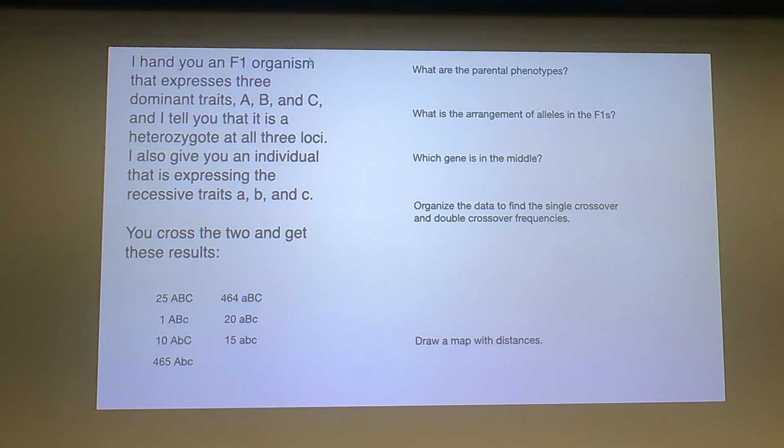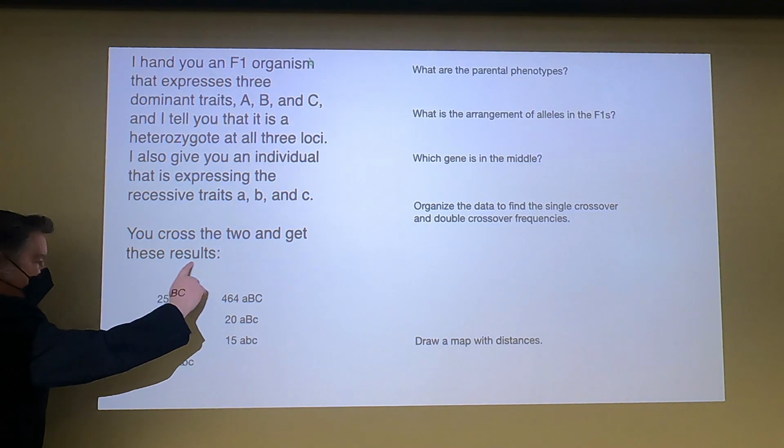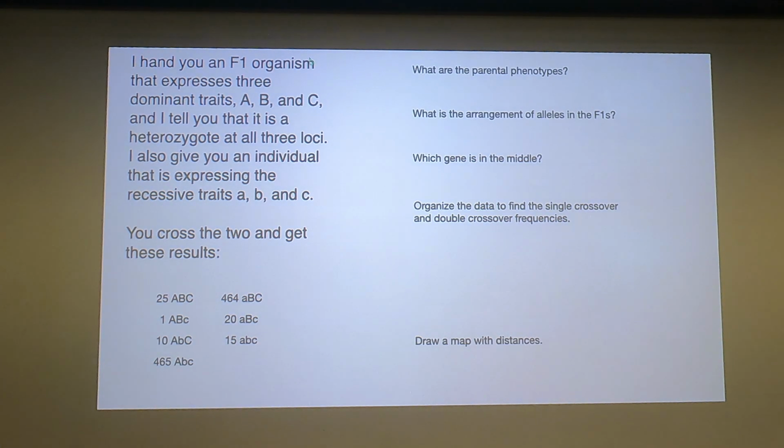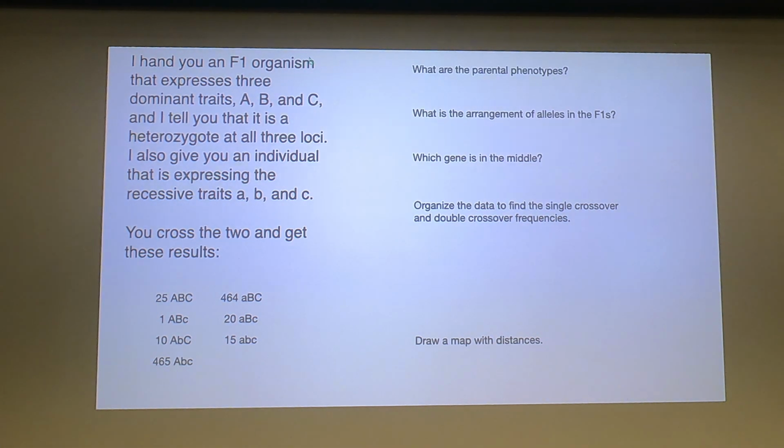So there's the results you get from this cross. So there's 1,000 individuals that result. And then I got a bunch of questions I ask you, which I'm sure you're all going to have no problem answering, right? So the first question, what are the parental phenotypes? So here's the phenotypes that you got from your cross. And now I want you to tell me which one of those are the parentals.